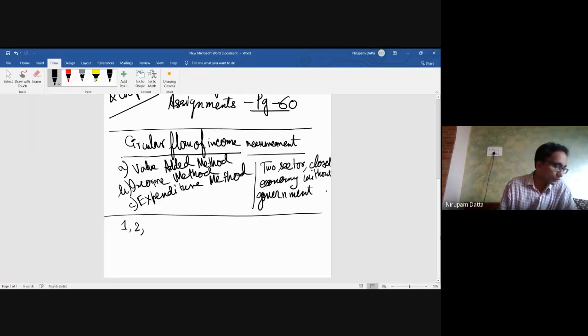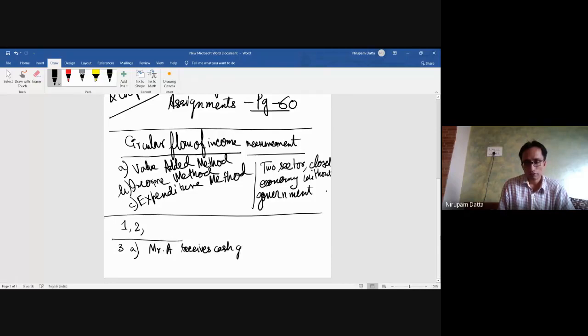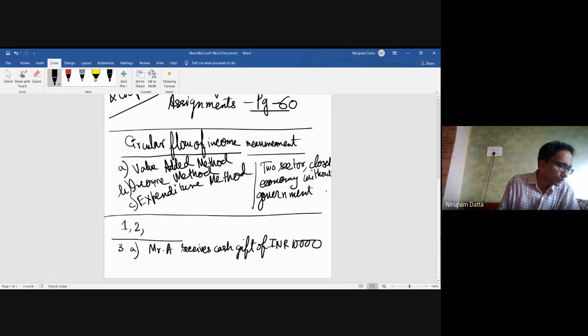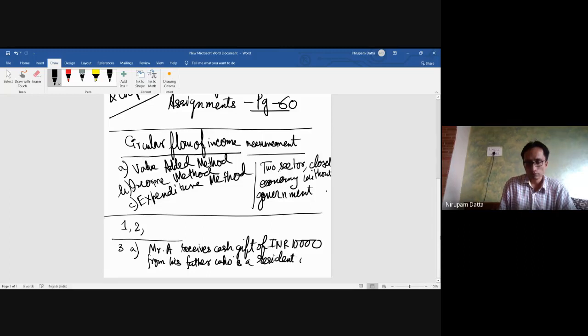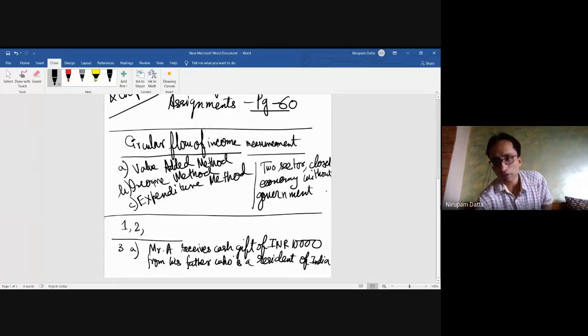Now question 3. What will be the effect of the following on India's national income? Question 3A: Mr. A receives a cash gift of 10,000 INR from his father, who is a resident of India.